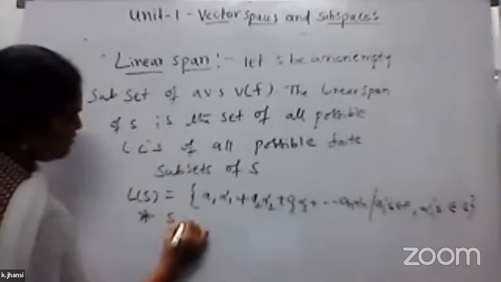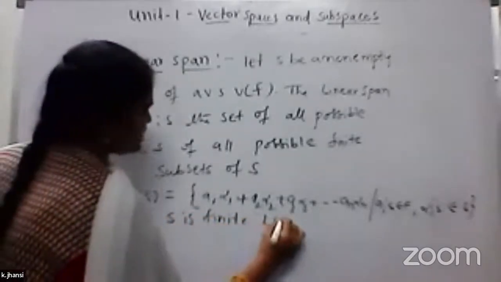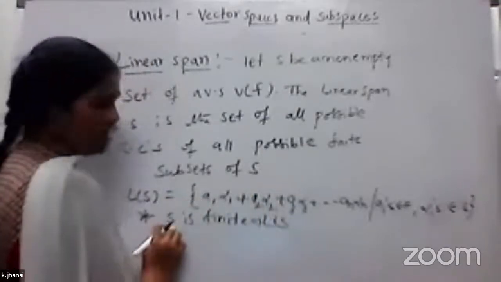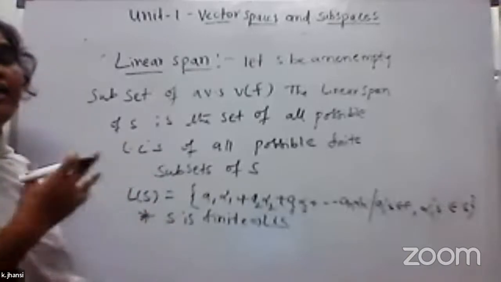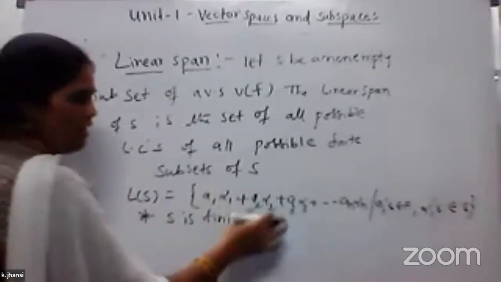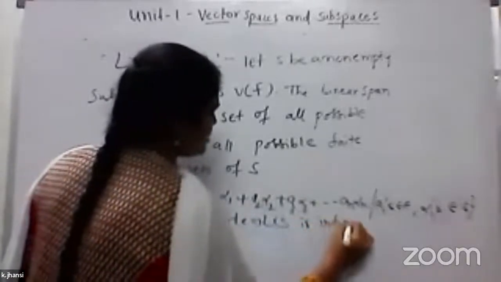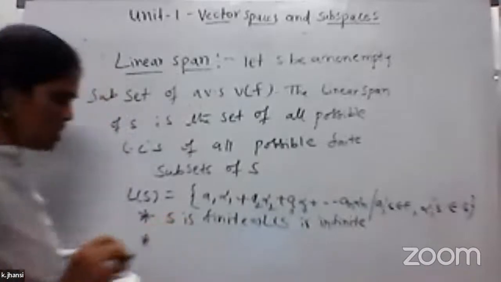Okay, so here some important notes are there for linear span. If S is finite, then L of S will be infinite. Why? Because if only 3 elements are there, you can write those 3 elements as any number, an infinite number of linear combinations. So it is infinite. So these are the 1 mark questions. In multiple choice also, they will ask this one.